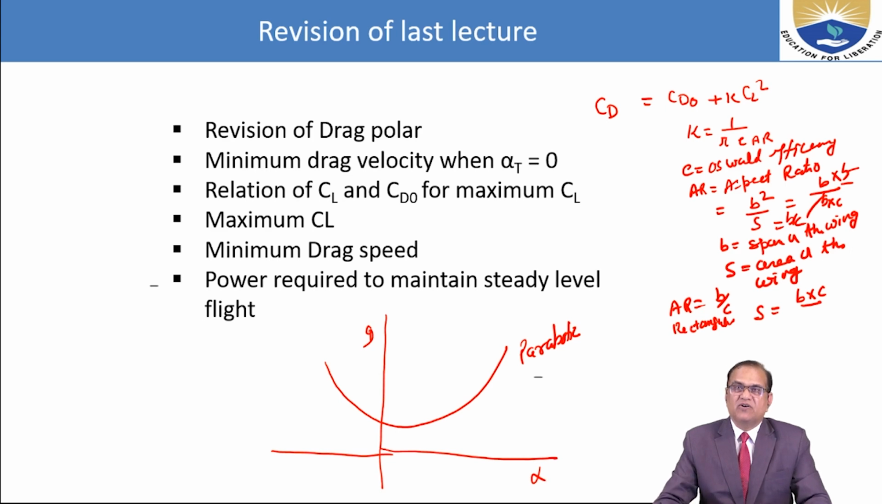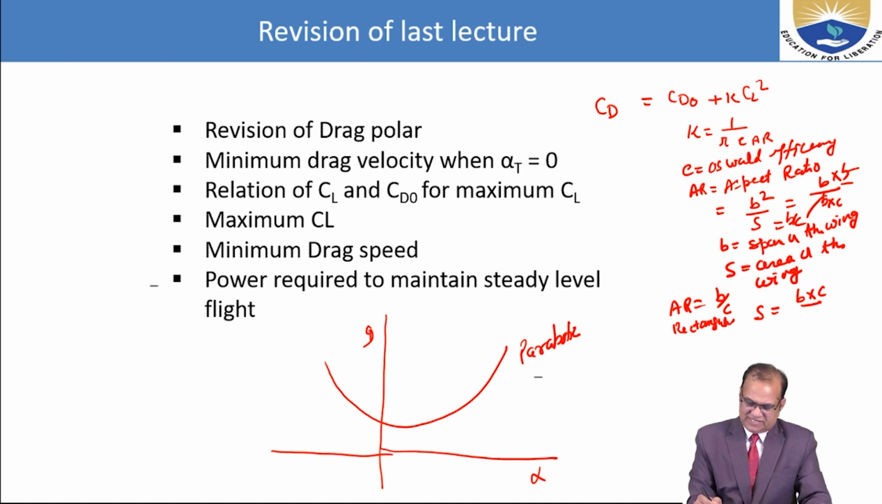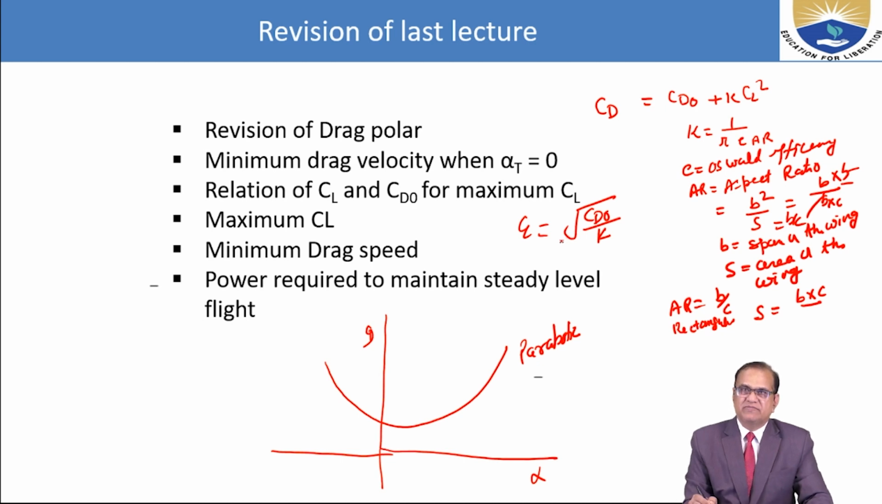Next, we have already discussed in the previous lecture minimum drag velocity when alpha t is equal to 0. Relation of CL and the CD naught for maximum CL: we can find out that this CL is equal to under root CD naught by K. So this is the condition to get the maximum coefficient of lift, minimum drag speed, power required to maintain steady level flight. This is also something we have already done.